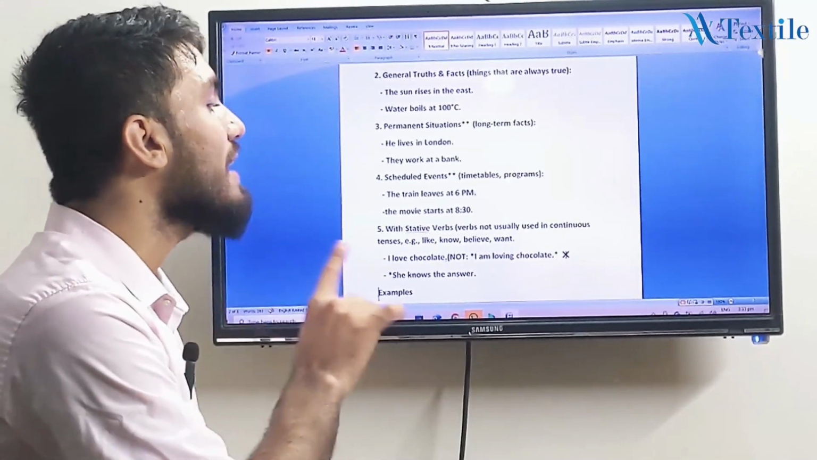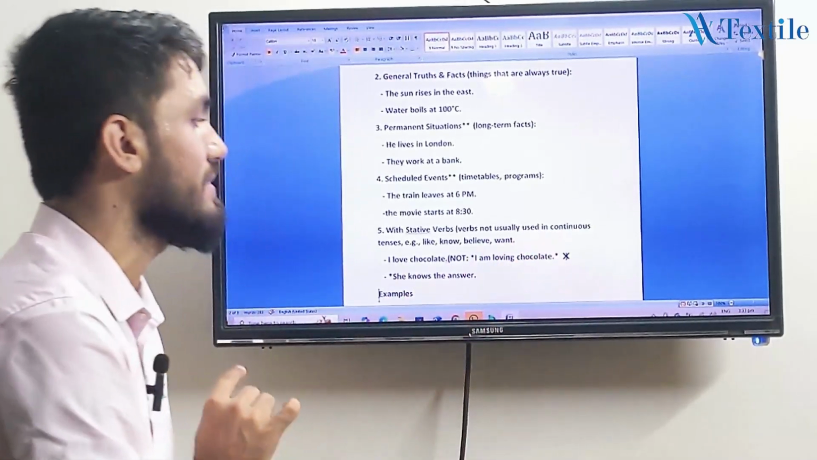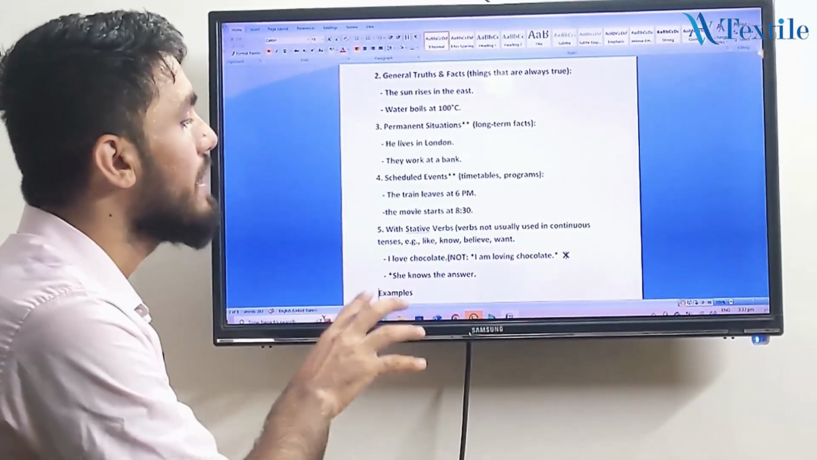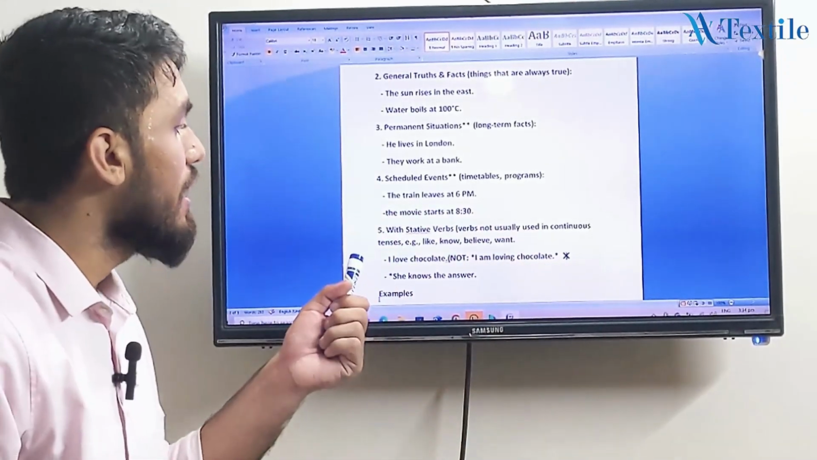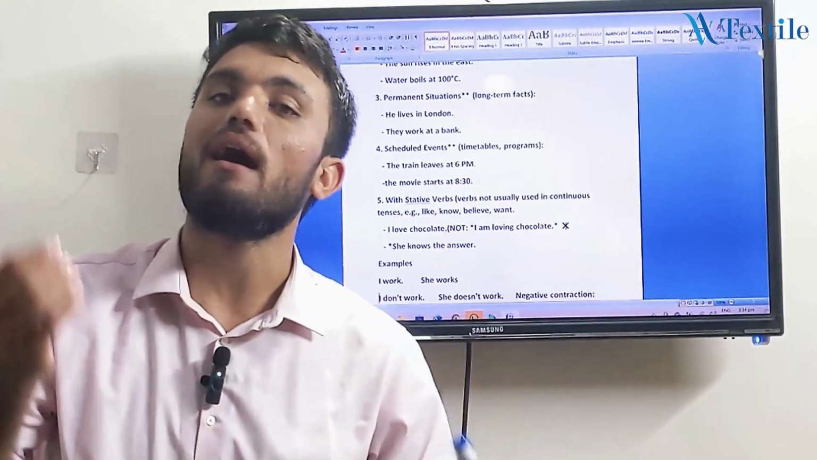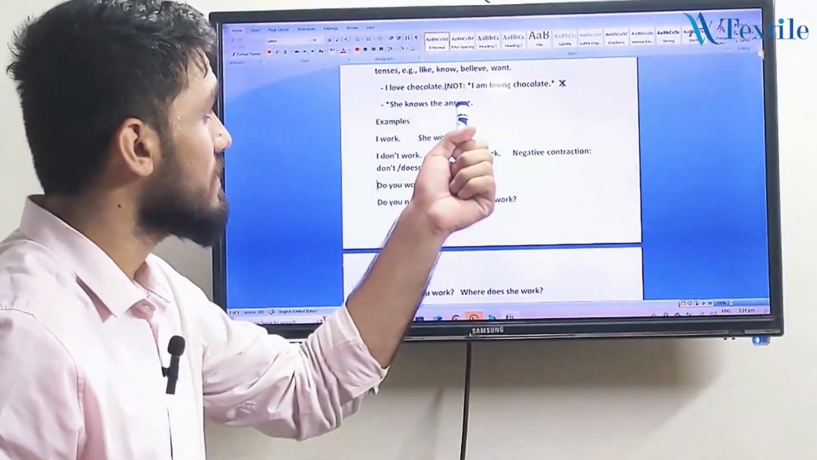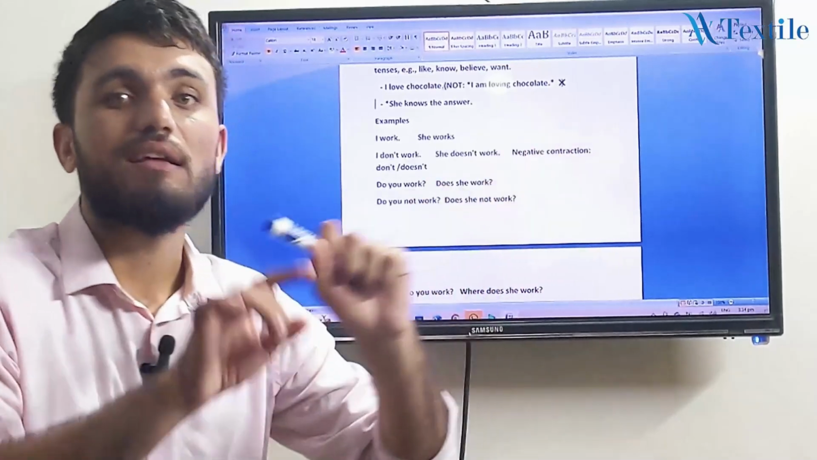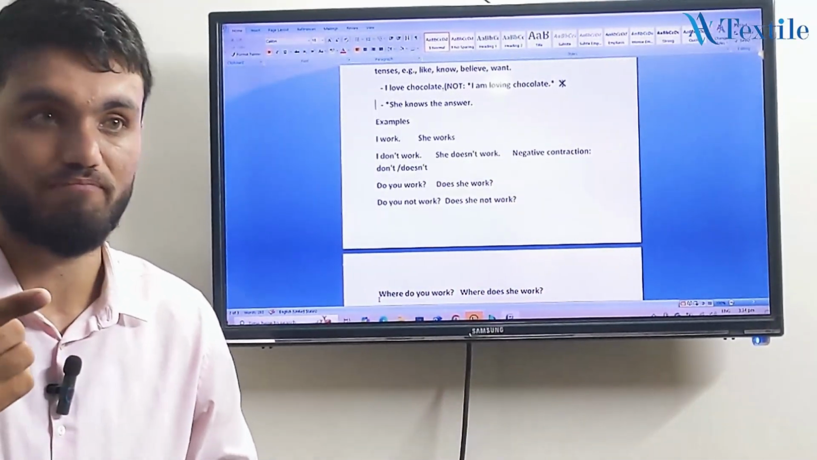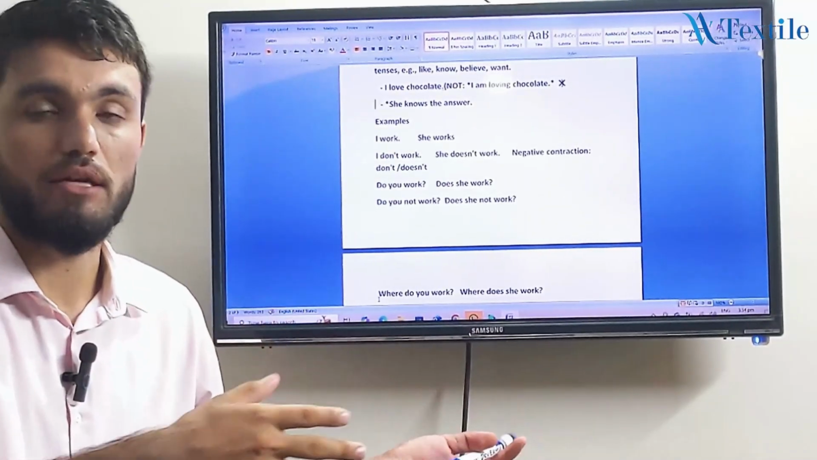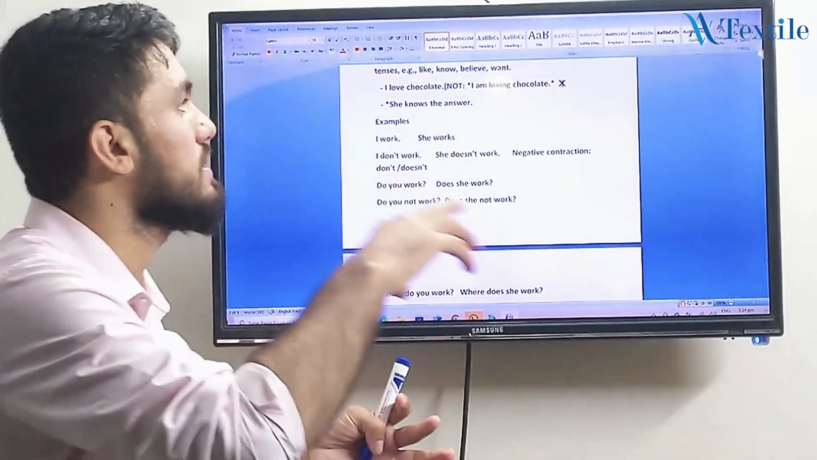With stative verbs, verbs not usually used in continuous tenses, examples like know, believe, and want. You need to say I like chocolate. You don't need to say I am loving chocolate. This sentence is wrong. I am believing you is wrong; say I believe you. She knows better. Don't say she's knowing better. This comes in the present simple tense. She knows the answer.